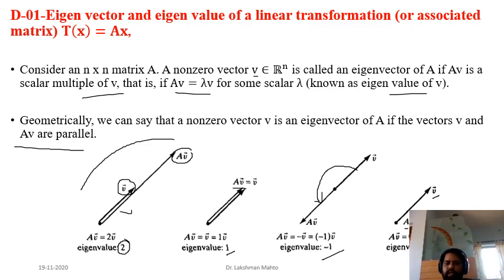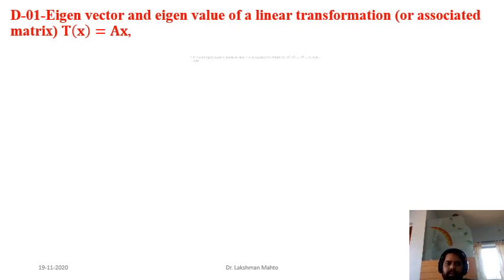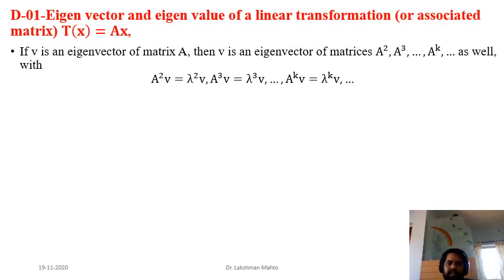Okay, we know that if you multiply a scalar 0 with any non-zero vector, then the resultant is always a 0 vector. That's why the eigenvalue of this matrix is 0. Okay, so further you can also observe that once you have an idea of an eigenvector of a given matrix, you can find more.